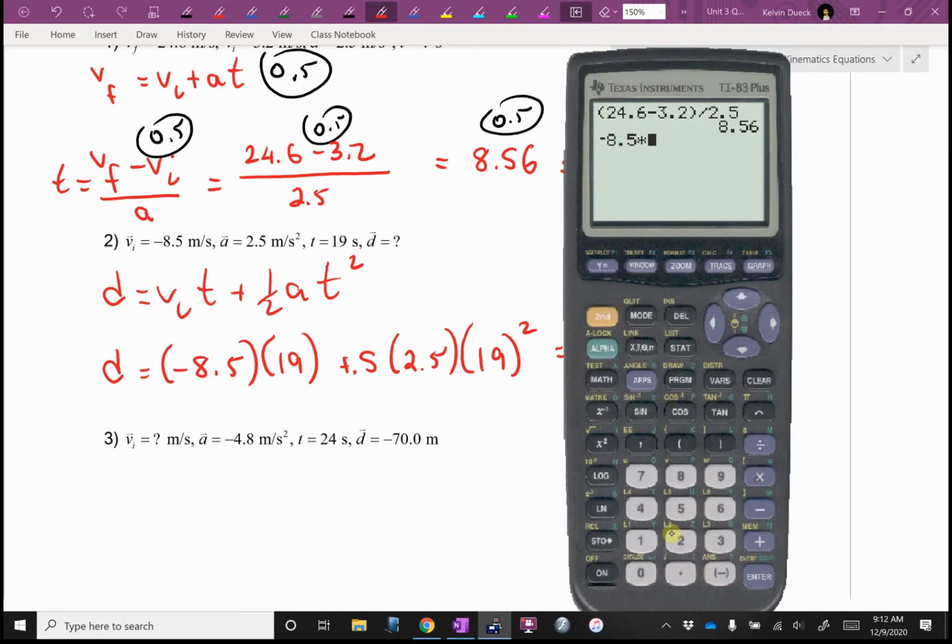Negative 8.5 times 19 plus 0.5 times 2.5 times 19. Don't forget the squared. Do you get positive 374.75? No, I think I made a typo. I missed a 1 there. I just saw it.